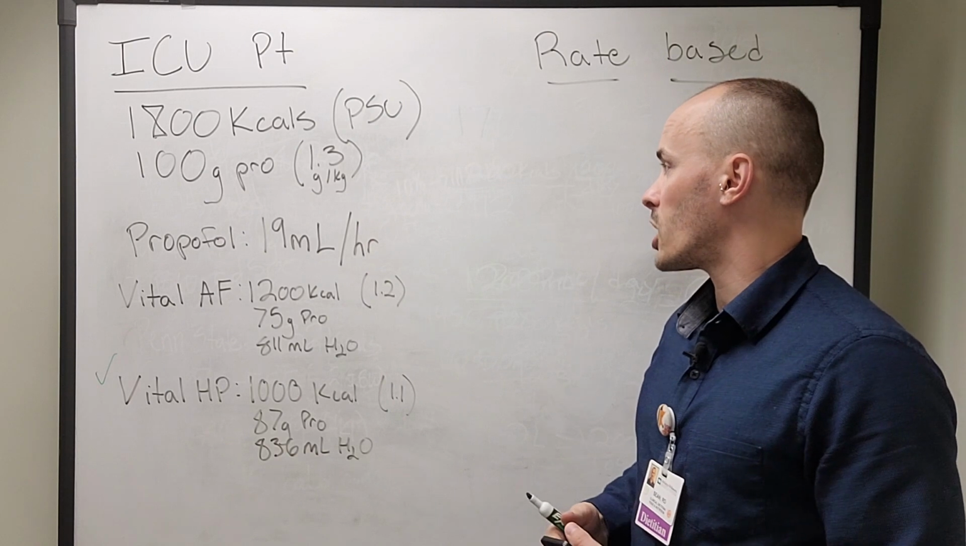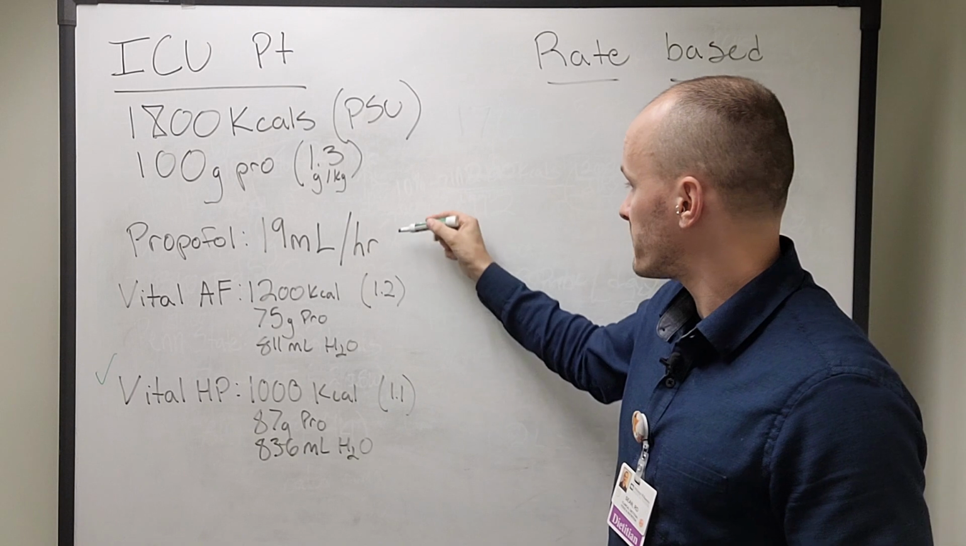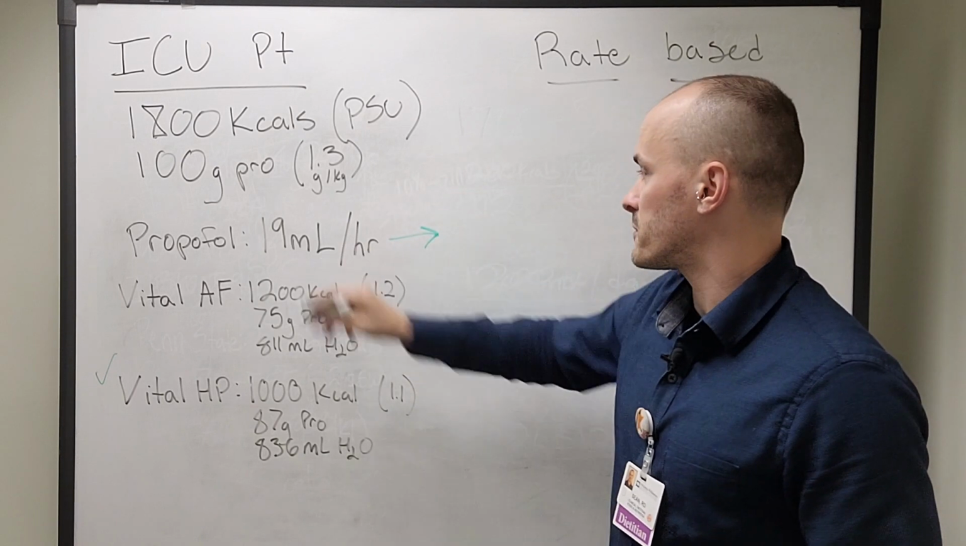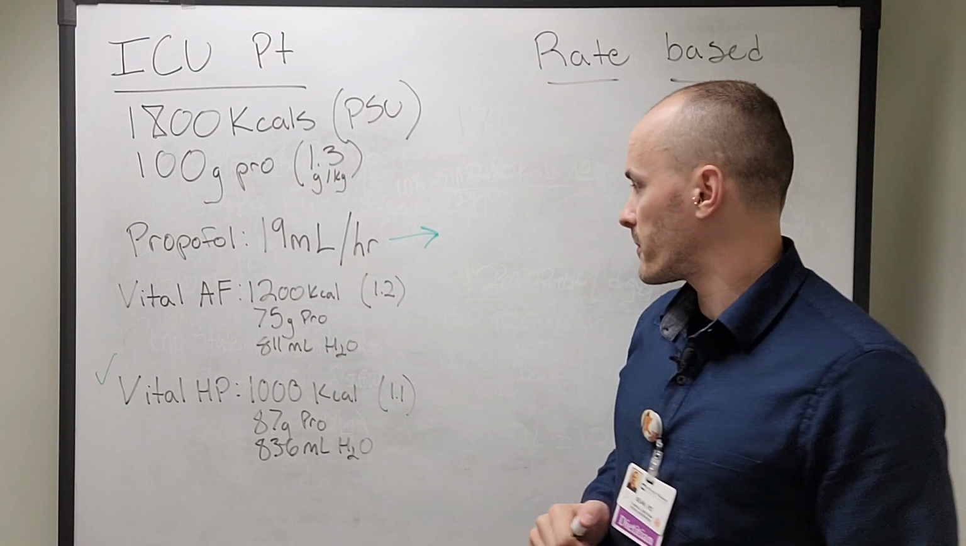We've determined that they need 100 grams of protein. They have a medication called Propofol. This contains fat. This is a fat emulsion formula, so we need to calculate the calories from that.